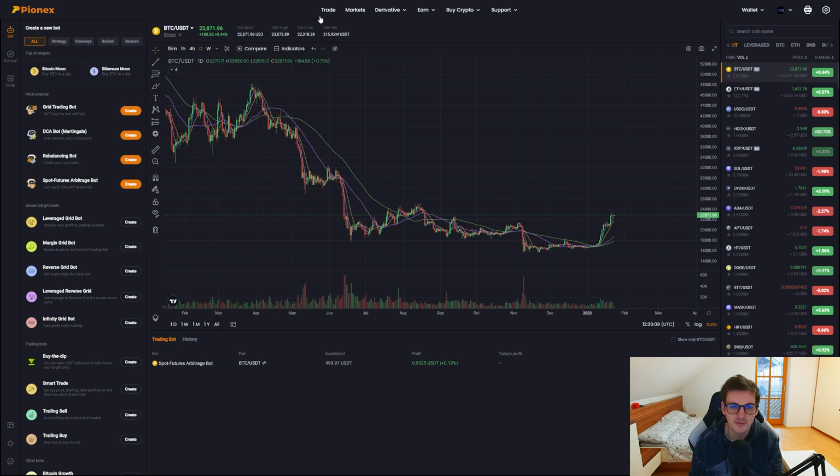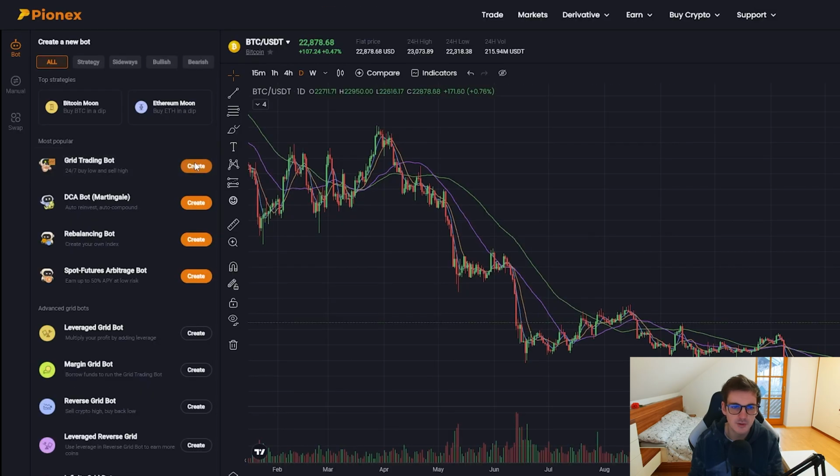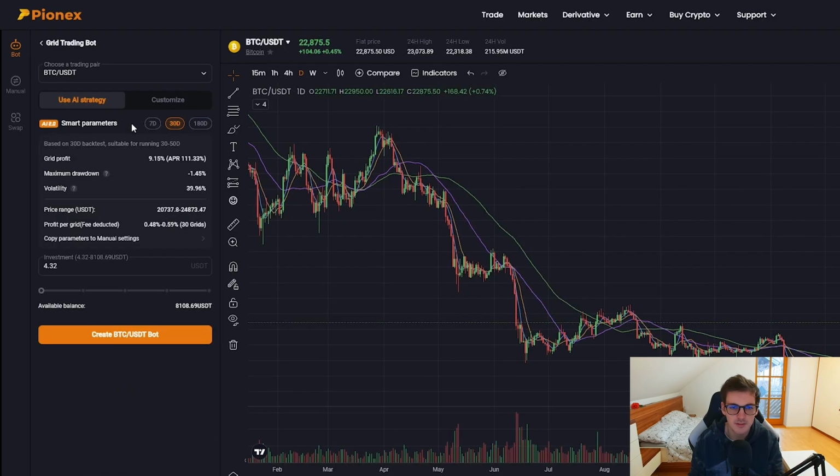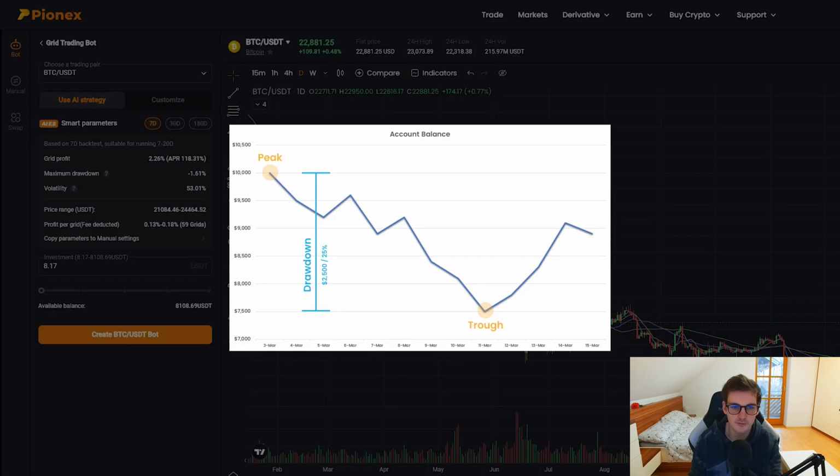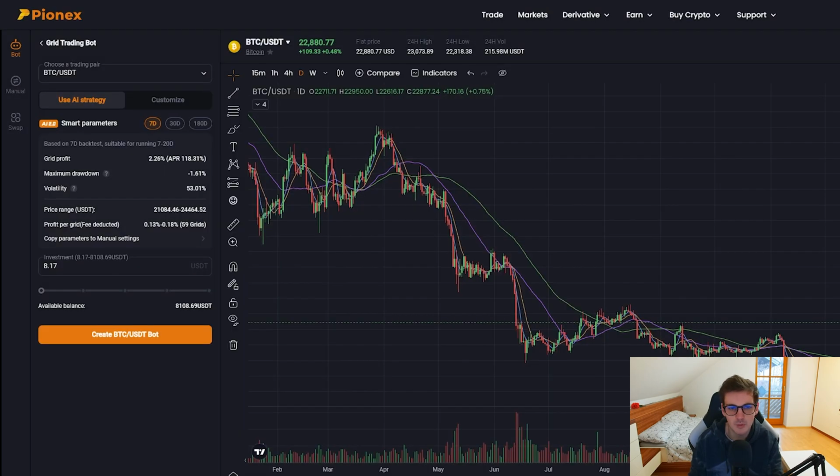To create the GridBot, simply go to Trade and then click Create next to Grid Trading Bot. Here we are greeted with the AI strategy, which automatically suggests optimal settings that were backtested for the past 7, 30 or 180 days. We select the 7-day backtested AI settings. The profit over the past 7 days was 2.26%, which would be 118% every year, with the maximum drawdown, which is the maximum loss from the peak, only being 1.61%.